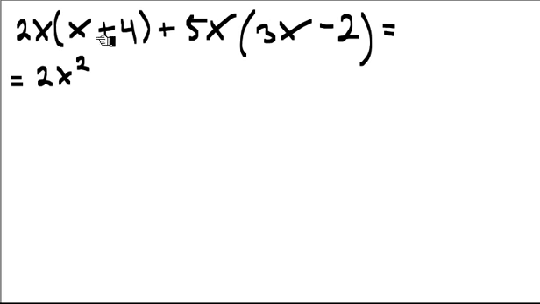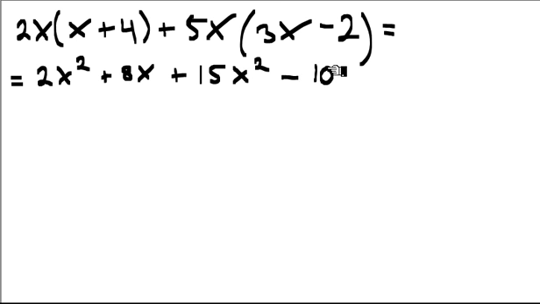And then 2x times 4 is 8x plus 5x times 3x. 5 times 3 is 15, and then x times x is x2, x index 2. But we just say 15x2. And then 5x times minus 2. The sign is going to be minus, and then 10x.